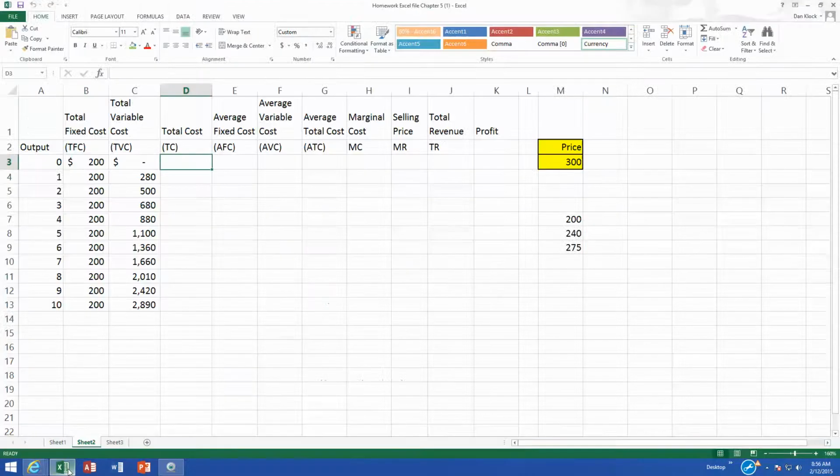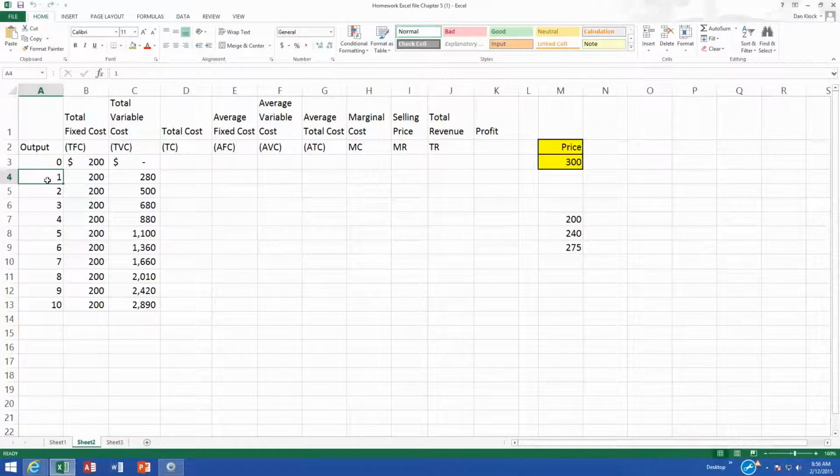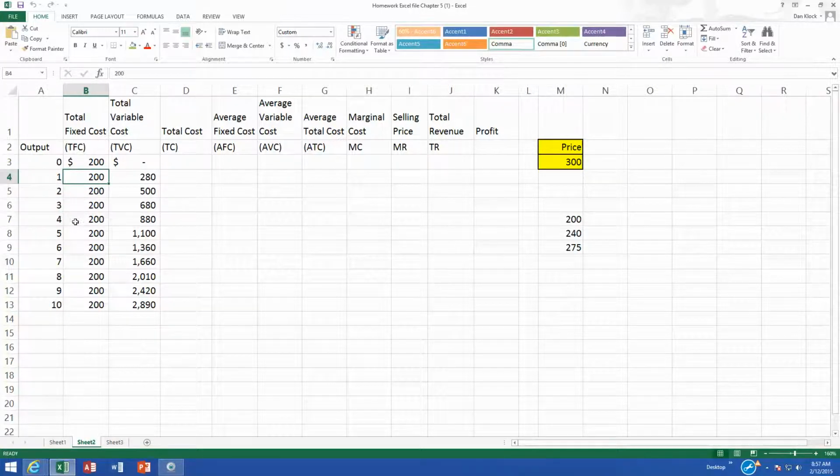So back here in this Excel file, again, we got the output here. Produce one of whatever we're producing. Let's say we're producing scarves for just the fun of it. 1 scarf, 2 scarves, 3 scarves. Our fixed costs, again, are the same all the way down. It's like rent we pay. Fixed costs are the same in the short run. Right? In the long run, of course, fixed costs can change. Your rent can go up or maybe go down. Variable costs change with the level of output.